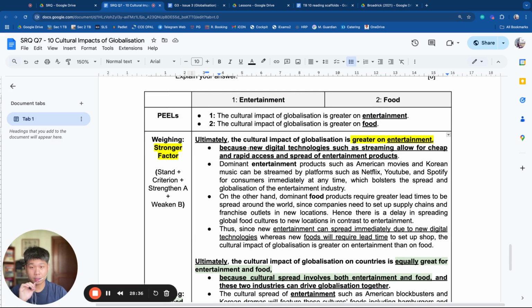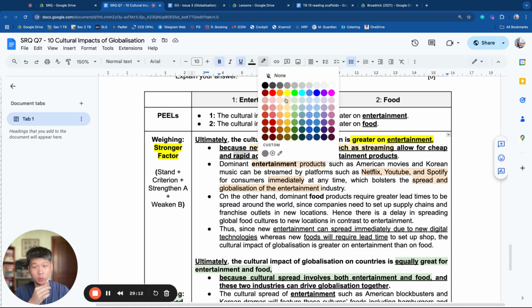So here are the analysis I use. I tap on my knowledge of digital technologies of streaming. And you know that entertainment products like movies and music, how do you actually watch and listen to these things? You know from your own knowledge that Netflix, YouTube, and Spotify allow you to watch and listen to new music and watch videos and movies at any point, so there's immediacy. And because of this immediacy, entertainment can spread so fast, so fast. So here I'm really comparing on speed, on rapid access. So it's about the speed that I'm looking at.